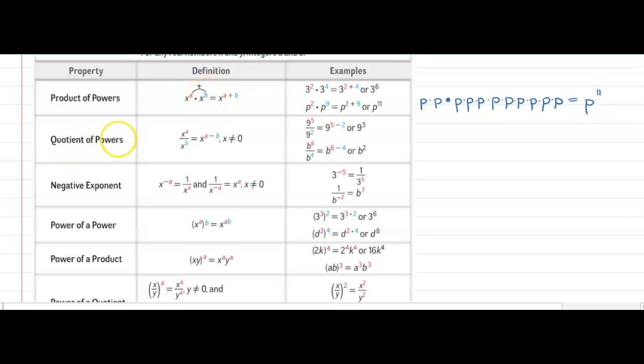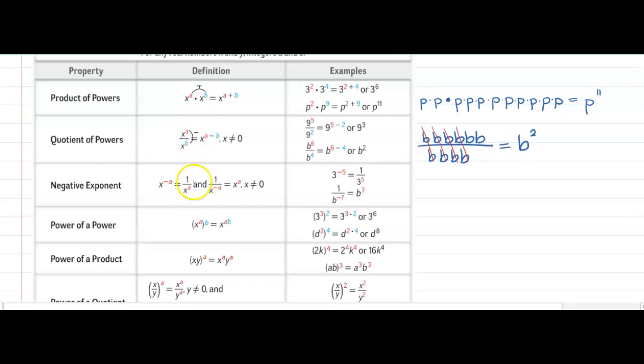Quotient of powers. For example, b to the 6th is b times b times b times b times b times b, all over b to the 4th, which is 4 b's multiplied together. Well, remember, if there is a factor on the top and the bottom, they can cancel. And what we're left with is b squared. In other words, when we're going over the division symbol of the bases, we subtract those exponents.